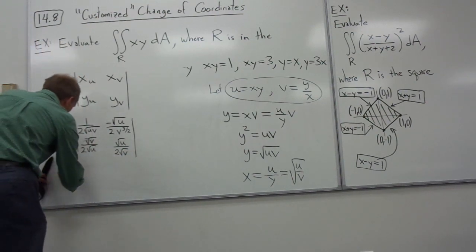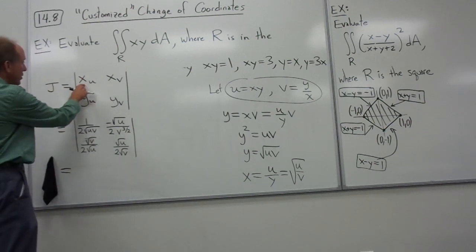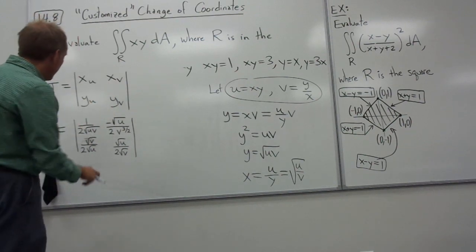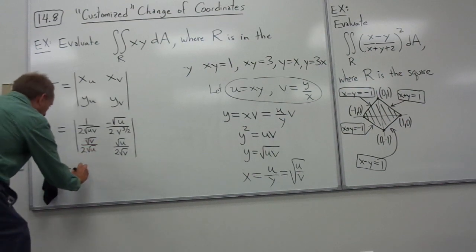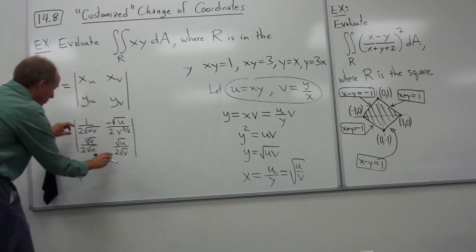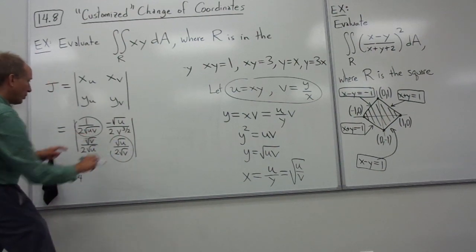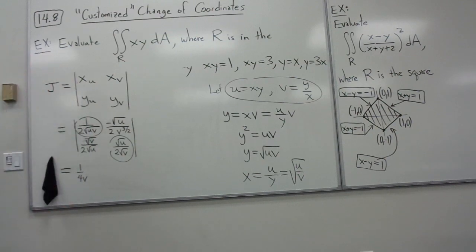Okay? Now we just have to do our little formula. X sub u times y sub v minus x sub v times y sub u, right? So upper left corner times lower right corner. Let's see. I'm going to end up with a 1/4, right? I'm taking this number times this number. The square roots of u cancel, and the square roots of v combine into just v. Okay, so we get that.